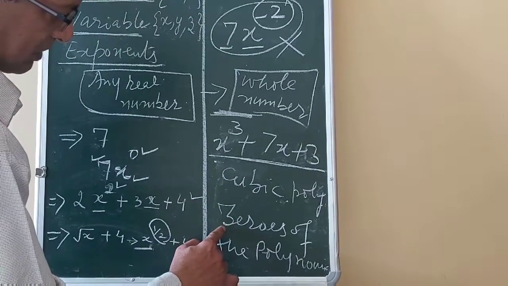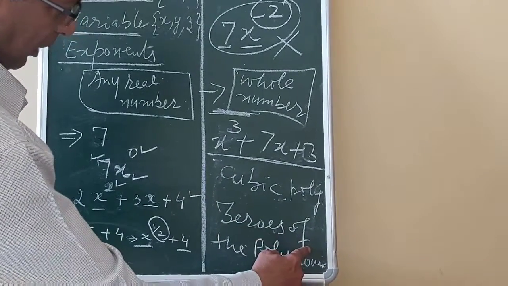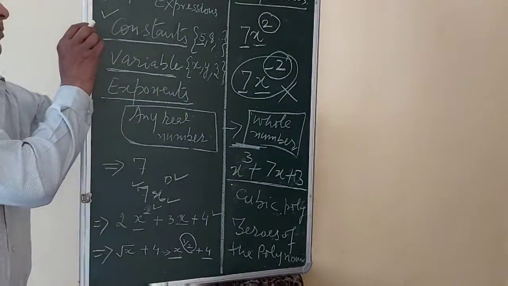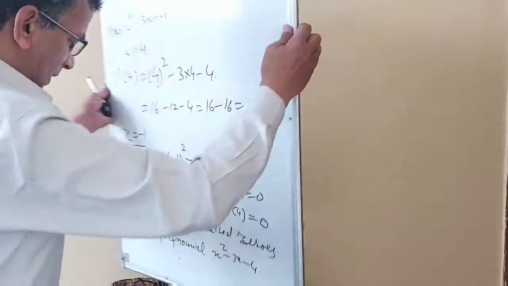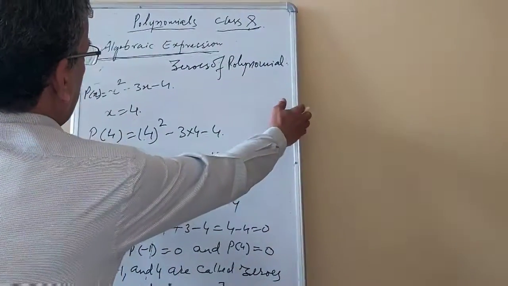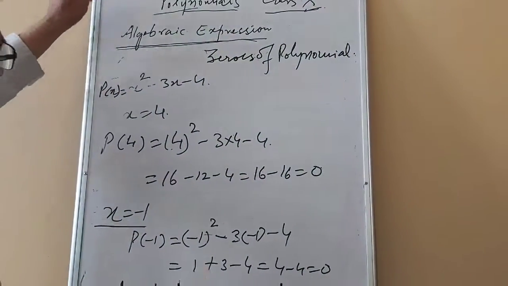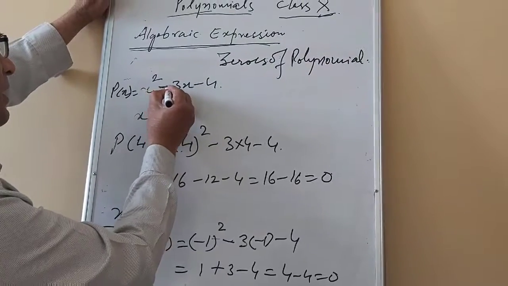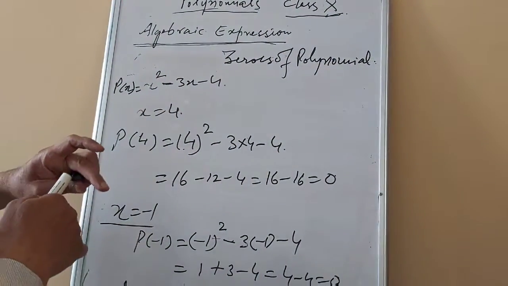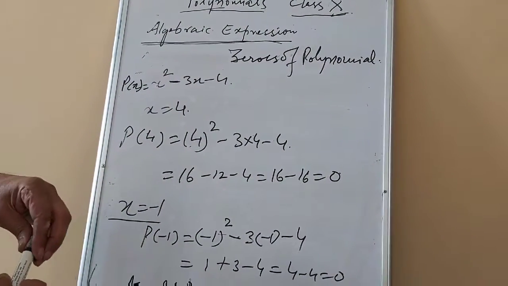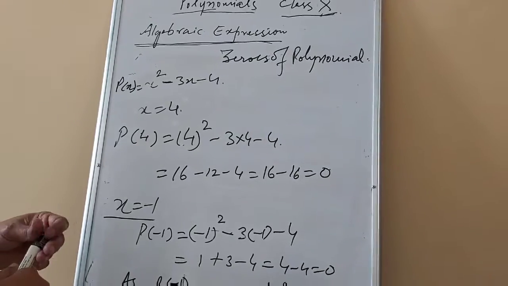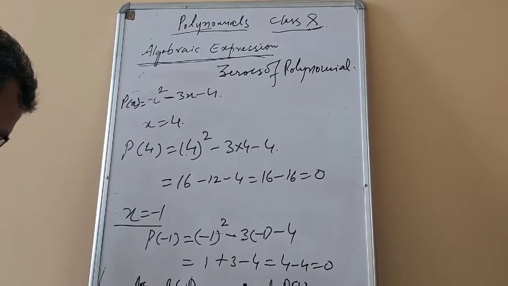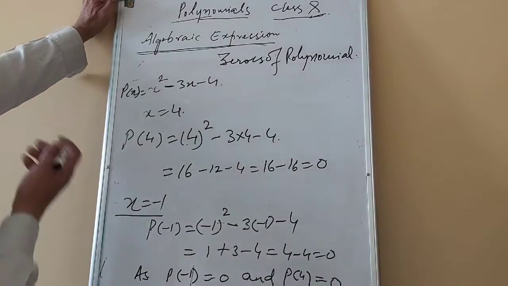So next one is zeros of the polynomial. Zeros of the polynomial means when we get the polynomial by putting some value of the variable, the polynomial becomes 0. That value of x will be the zero of the polynomial.